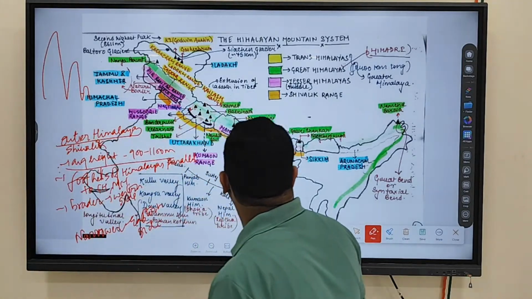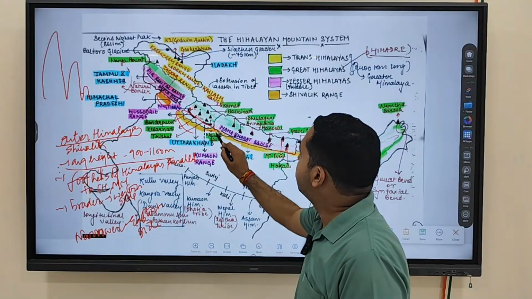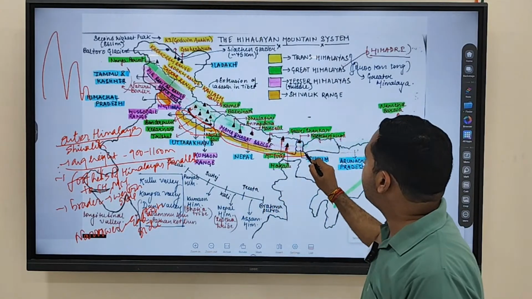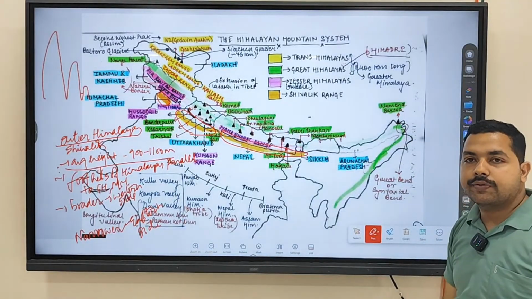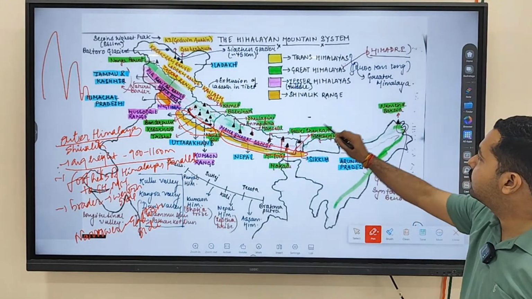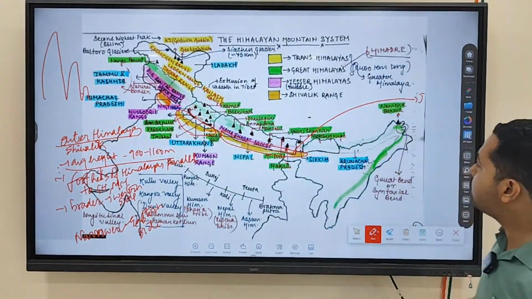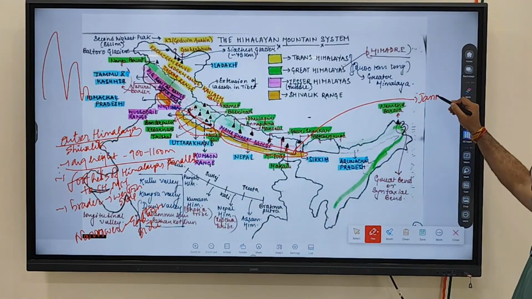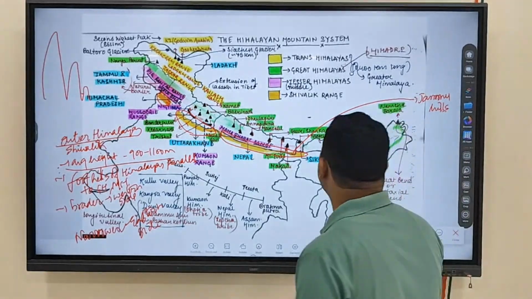You can see this Shivalik is running like this. You can see this part, this part, this part. This is how you are finding Shivalik ranges. Clear? They are known by different names in different regions. For example, here they are referred to as the Jammu Hills.